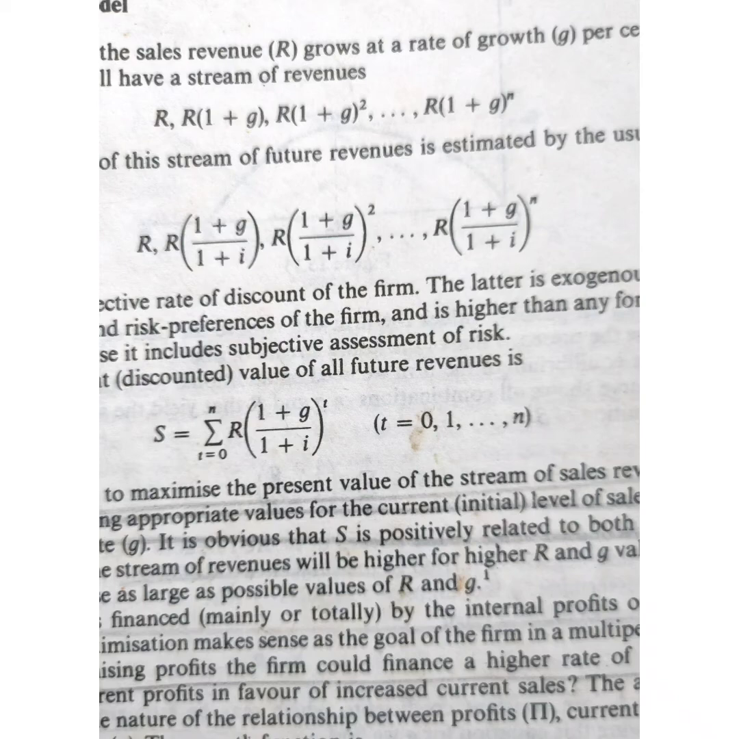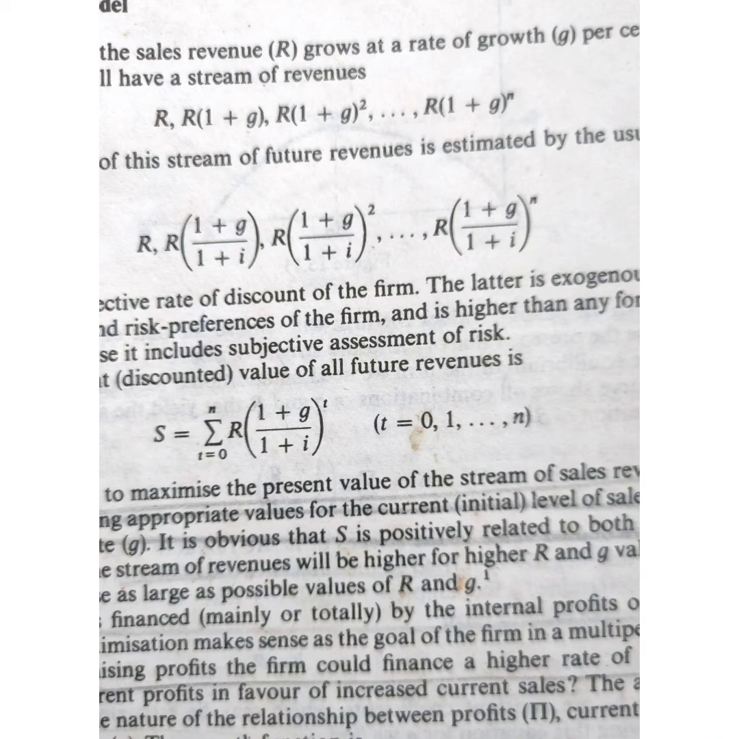The latter is exogenously given by the expectations and risk performance of the firm and is higher than any form of market interest rate because it includes subjective assessment of risk. So there exists some sort of risk. The firm's duty is to maximize the present value of the sales so that it can get maximum sales revenue over its lifetime. For that it chooses appropriate values of current or initial levels of sales revenue and also the growth rate.